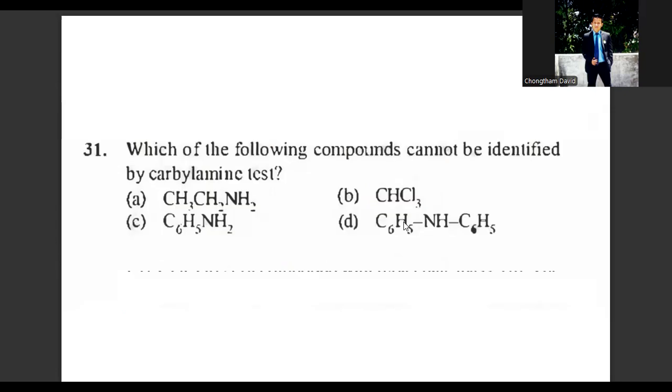Question number 31. Which one of the following compounds cannot be identified by the carbylamine reaction? Very easy. Just find out which is secondary. Alright. So option number 2. Question number 31 will be option D. This is secondary. The carbylamine reaction will be important for your exam.